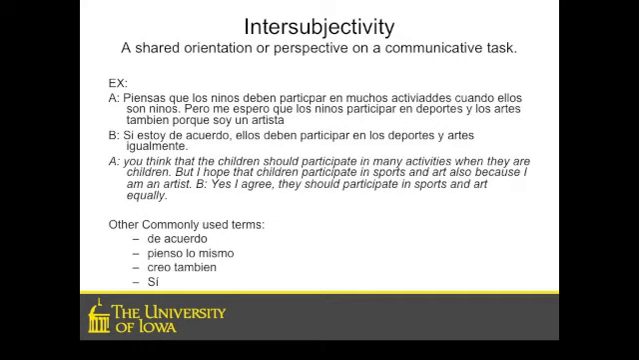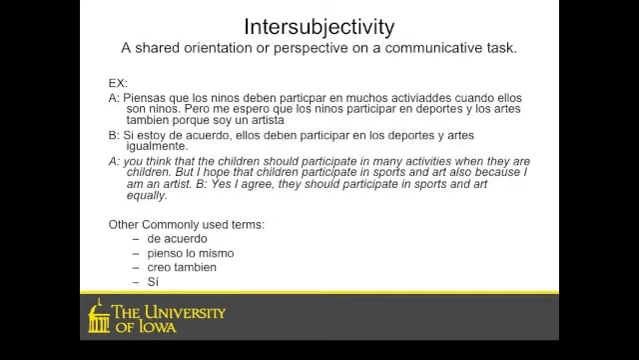The first interactional feature found in the data is intersubjectivity, which can be described as a shared orientation or perspective on a communicative task. Some terms commonly used by the participants to express this type of shared orientation or perspective are de acuerdo, I agree, pienso lo mismo, I think the same thing, creo también, I believe so too, and sí, yes. Here is one example of an instance of intersubjectivity from the data.